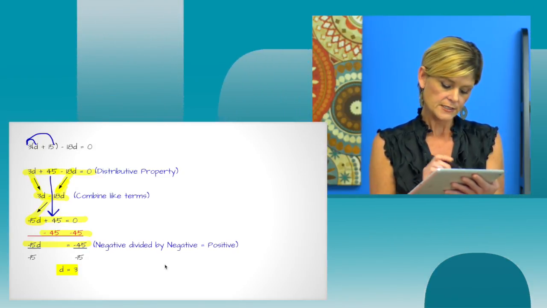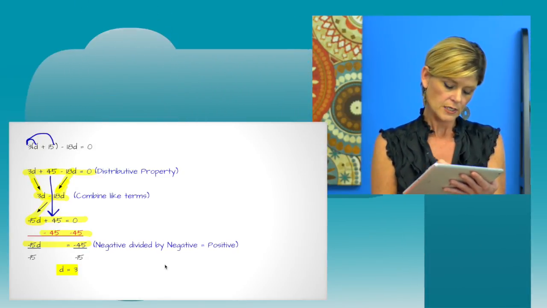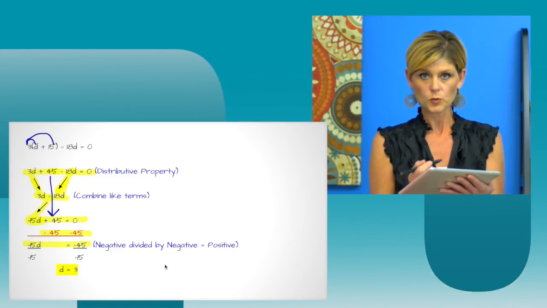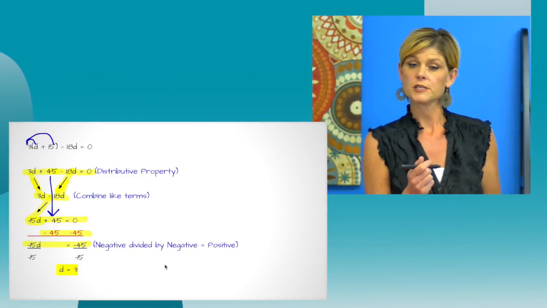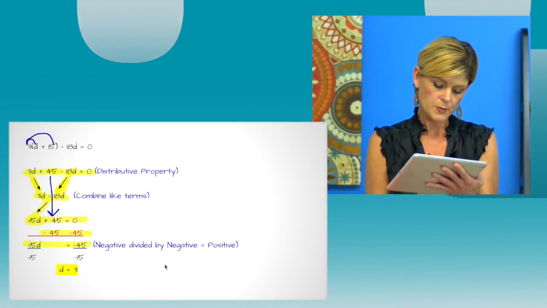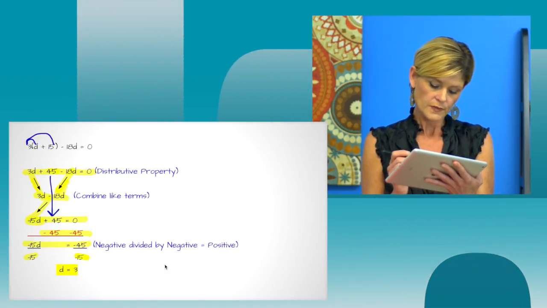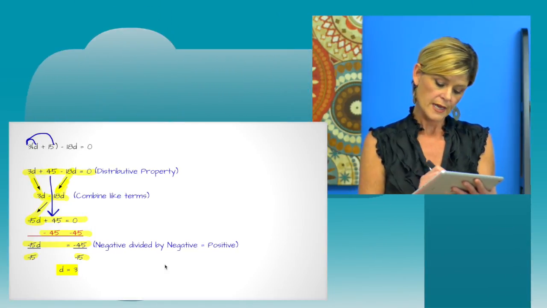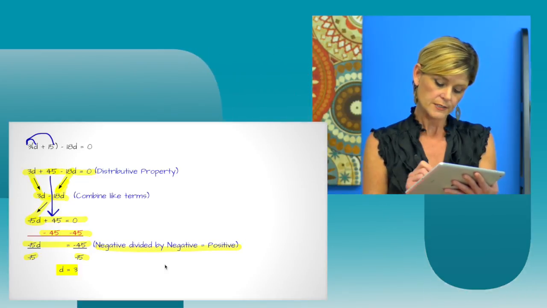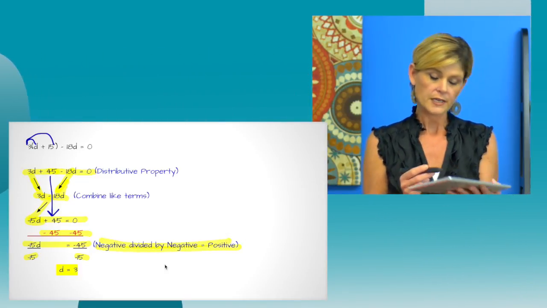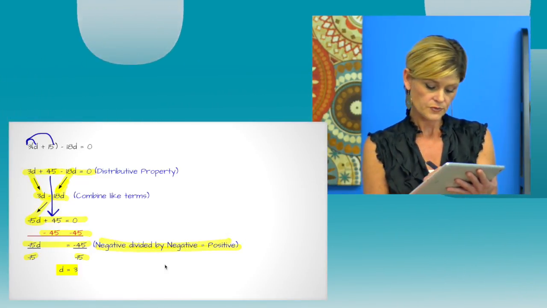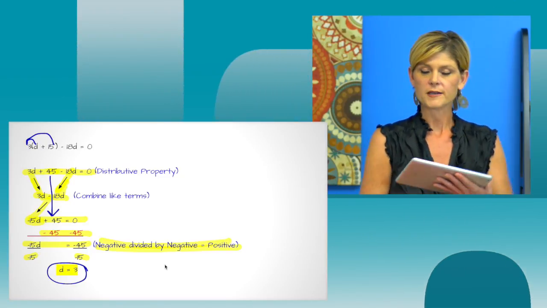Okay, and next, because negative 15d says multiply and the inverse operation of multiplication is division, I'm going to divide both sides by negative 15. And remember, when we have a negative divided by a negative, our answer is going to be a positive. So negative 45 divided by negative 15 is actually going to be a positive 3.